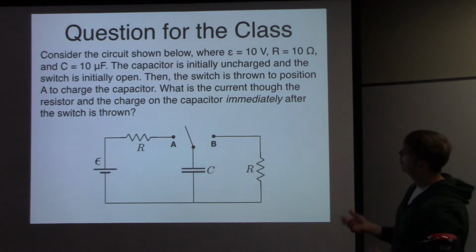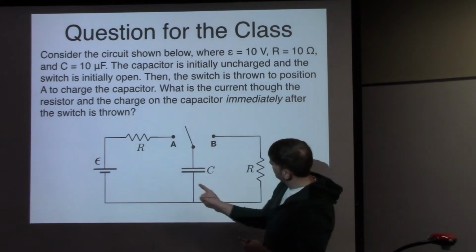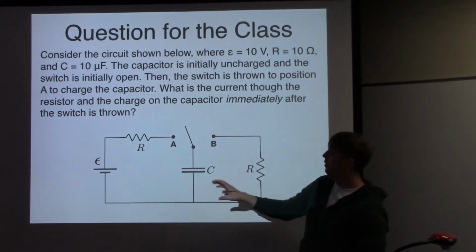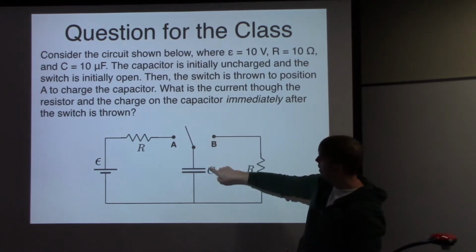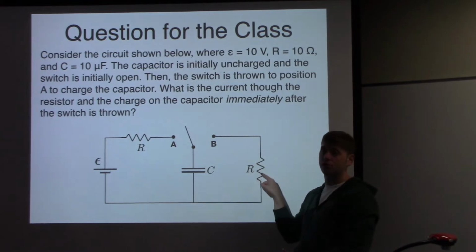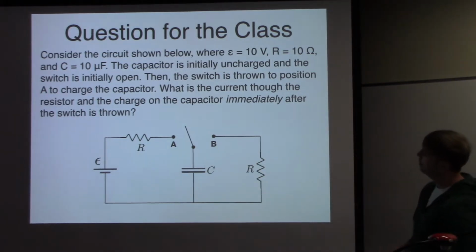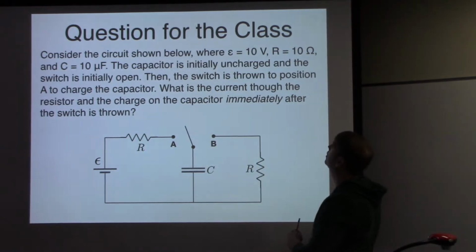Now what happens when I flip the switch to point A? What happens is I connect the battery to the capacitor, which means I can charge it. Okay? On the other hand, if I flip it to point B, I'm connecting the capacitor to this resistor, which means I can discharge it. Okay, so for now, let's think about throwing the switch to position A, which means we're charging the capacitor.